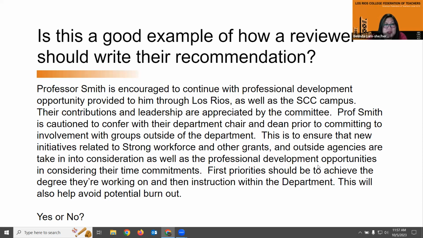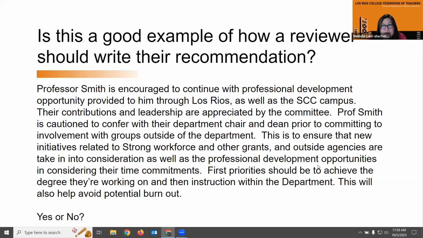Their contributions and leadership are appreciated by the committee. Professor Smith is cautioned to confer with their department chair and dean prior to committing to involvement with groups outside of the department. This is to ensure that new initiatives related to strong workforce and other grants and outside agencies are taken into consideration, as well as the professional development opportunities, in considering their time commitments. First priority should be to achieve the degree they're working on and then instruction within the department. This will also help avoid potential burnout.